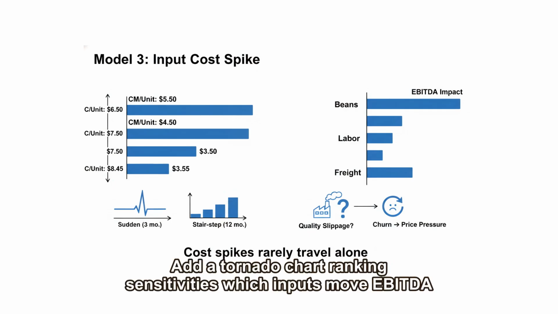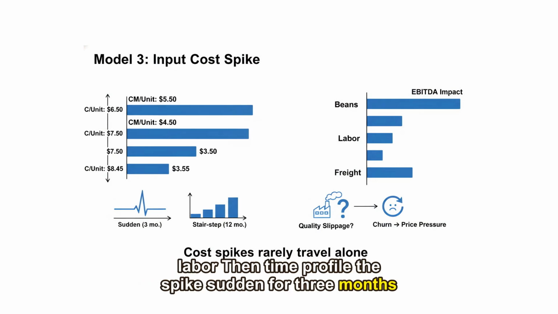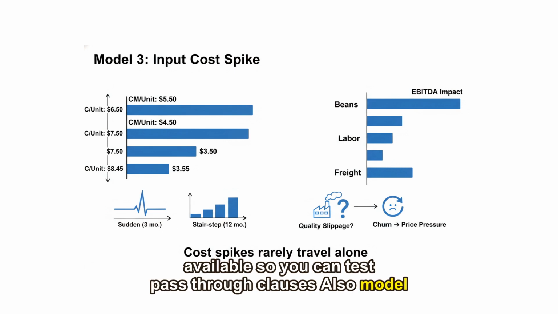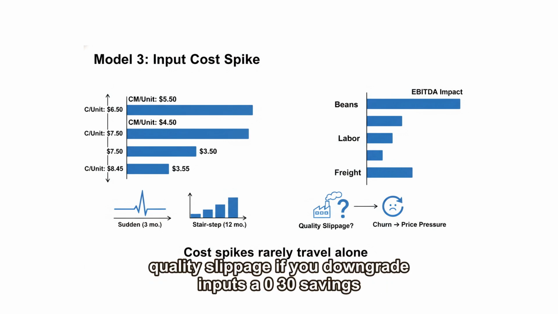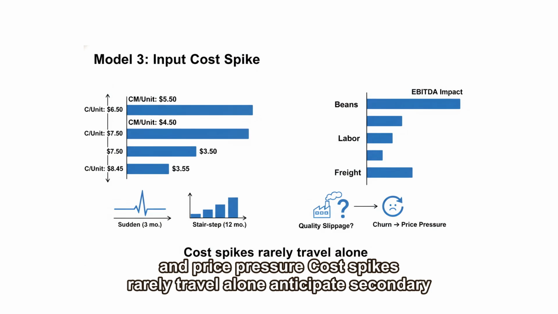Add a tornado chart ranking sensitivities, which inputs move EBITDA the most. If freight is small, focus on beans and labor. Then time profile the spike: sudden for 3 months or stair step for 12. Tie cost to indices if available so you can test pass-through clauses. Also model quality slippage if you downgrade inputs. A 30-cent savings may lift returns and customer churn, feeding back into volume and price pressure. Cost spikes rarely travel alone.